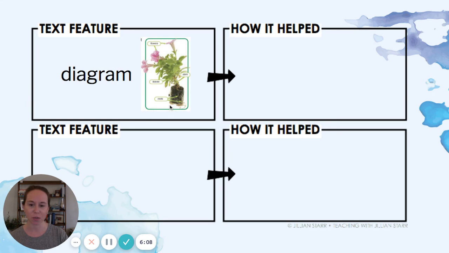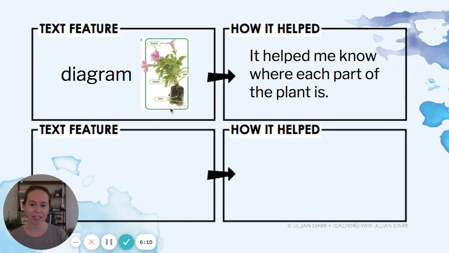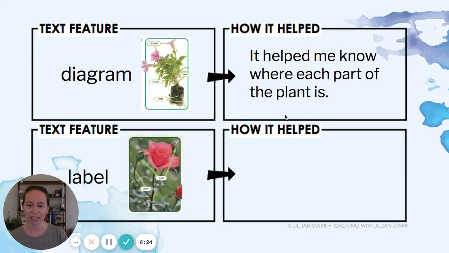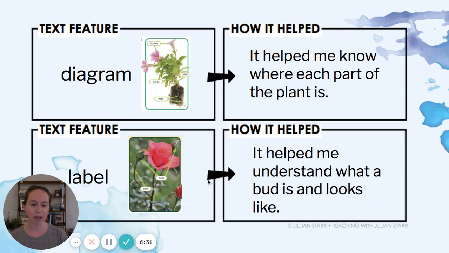The first text feature I used was a diagram, and that text feature helped me know where each part of the plant is. Remember, I looked at the diagram of the plant, and I figured out where on the plant each part was located. So that diagram really helped me. The next text feature I used was labels, the label that pointed out the bud in the photograph. That label helped me understand what a bud is and what a bud looks like. So I used two different text features, and I explained how those text features helped me learn more from the book.